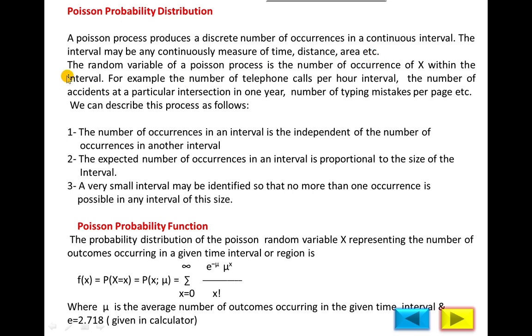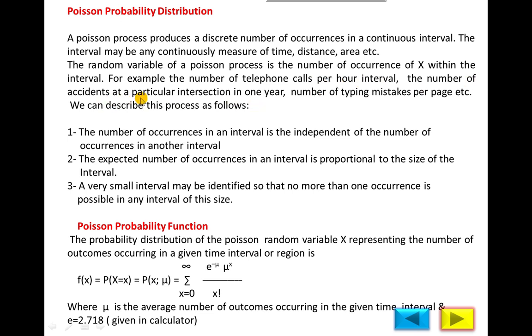For example, the random variable of a Poisson process is the number of occurrences of x within the interval. For example, the number of telephone calls per hour interval. Number of telephone calls is a discrete observation. You know that the telephone calls may be 1, 2, 3, 5 and so on. Per hour interval means time is always continuous. So this is the continuous interval.